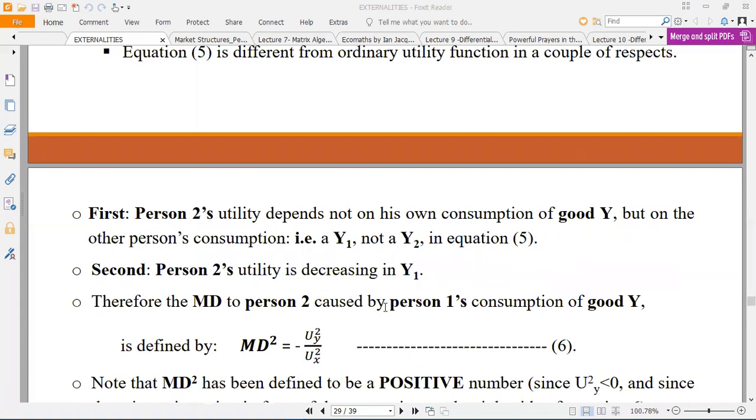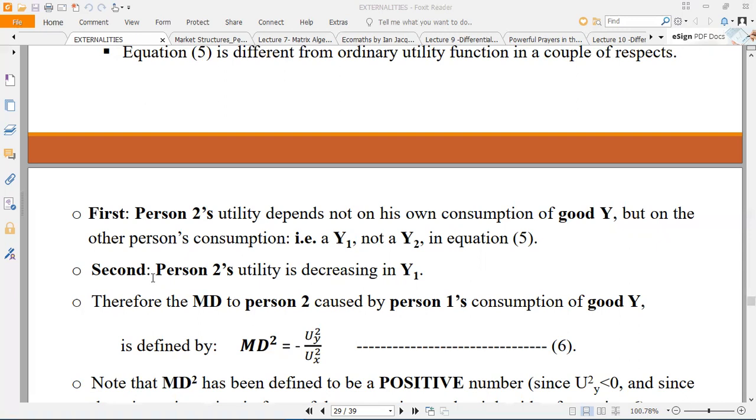In the normal utility functions that we have, the total satisfaction or total utility depends on the consumption of the goods by the individual. But for this one, the person's utility depends on her consumption of the first good and the consumption of the second good by a different person. So you see how different this utility function is from the ordinary utility function that we have. It's also different because for person 2, her utility will decrease by consuming y1.